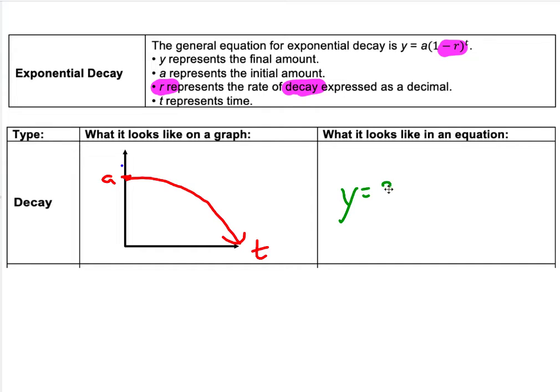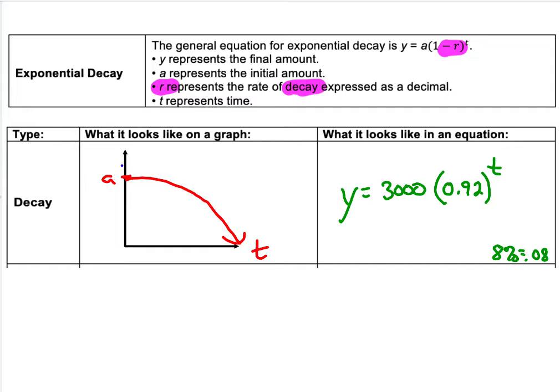So maybe we start at 3,000 of something. It's going down by 8%. So that's 0.08. So my number in here is going to be 0.92. So think of 100% and I took away 8%. It's going down by 8% each time. Multiplied times how many years that's going to be, or whatever the time value happens to be.